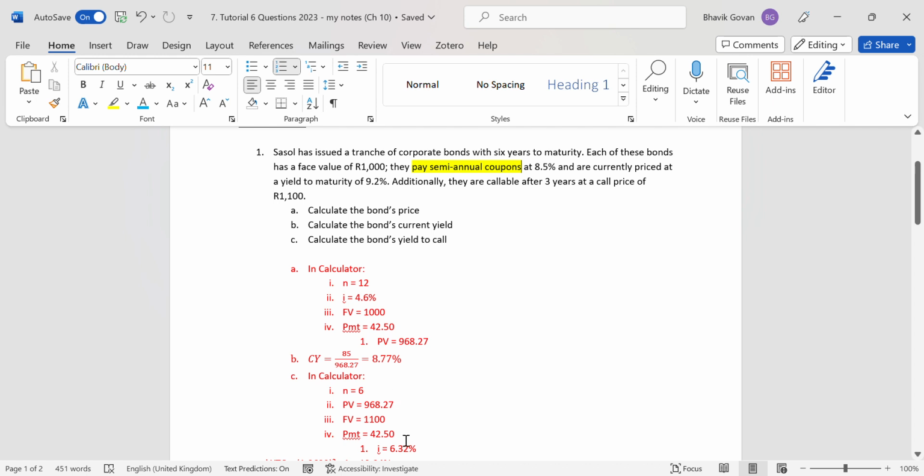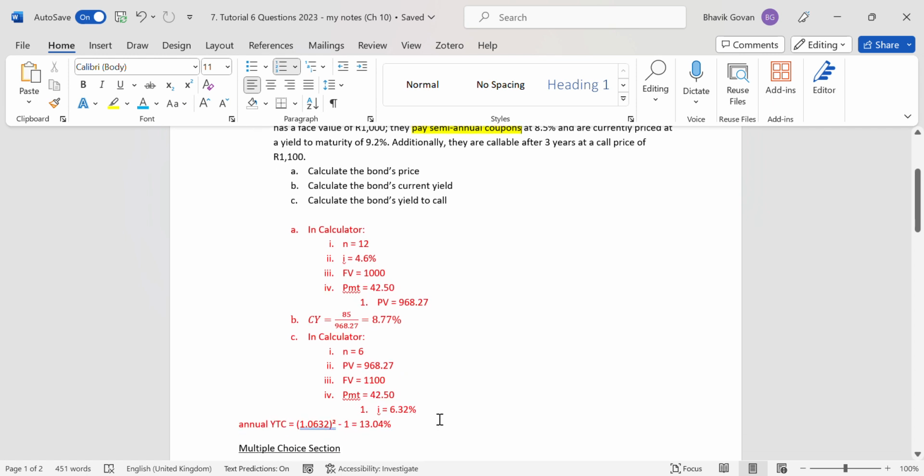And then the future value, they give us a price of 1,100. So that's our FV. And then payment will be the same at 42.50. And then now we'll be solving for I, which is 6.32%. And remember that's a semi-annual rate. So now we need to convert this semi-annual yield to call to an annual rate. So we'll just say 1.0632 squared minus 1, and that'll give us an annual yield to call of 13.04%.